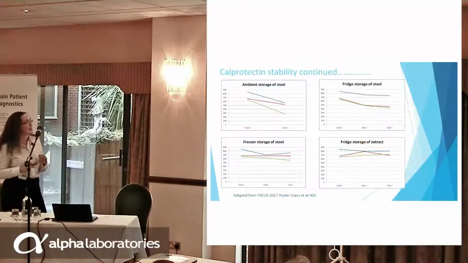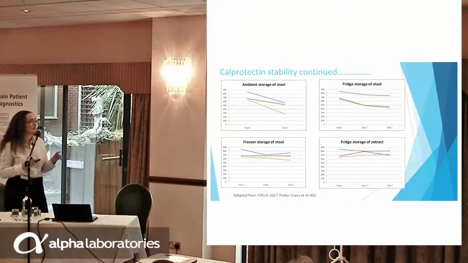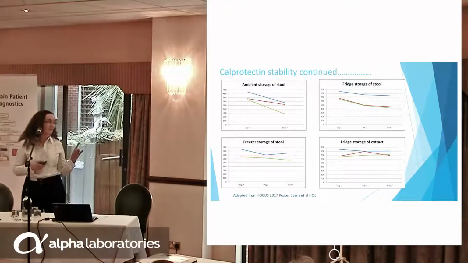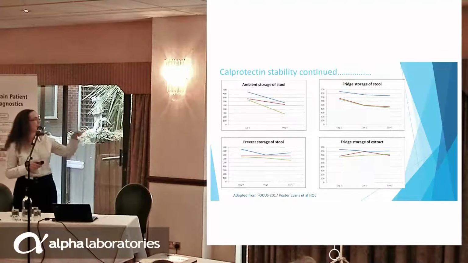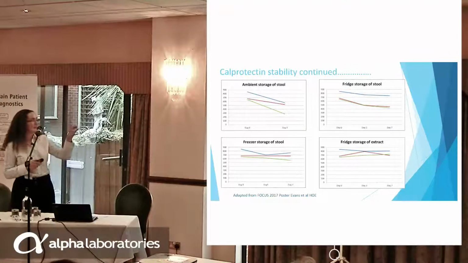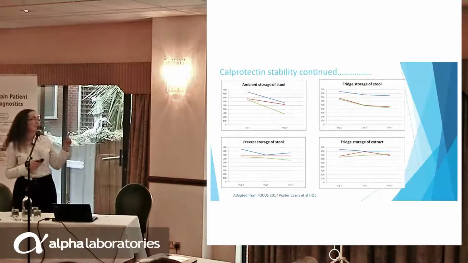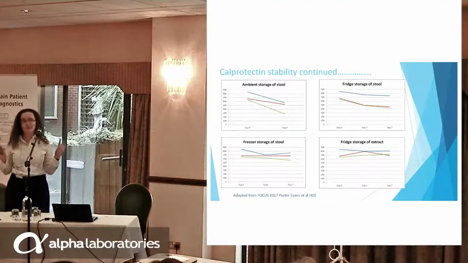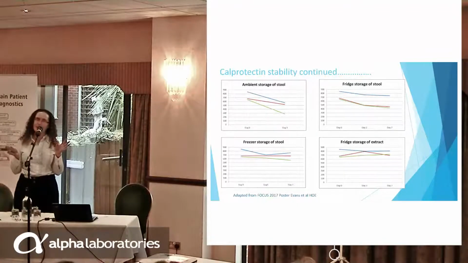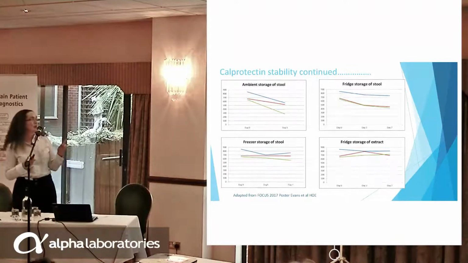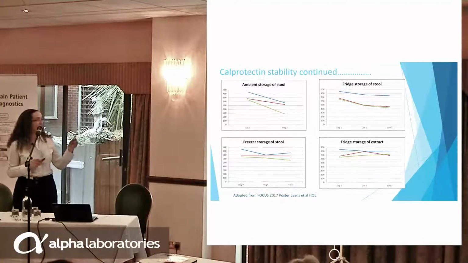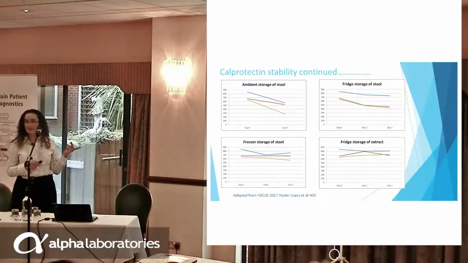Then we have these graphs, which are from a poster that was shown at Focus this year by Evans. I've adapted these graphs from the data that they presented in the poster, and they took only three samples. So sorry, it's a small data set, and that's what I'm saying about the literature. There's very little data out there that you can get your hands on. They took 3 samples and stored the stools at ambient and tested them on day 0 and day 3. And as you can see, there's quite a reasonable drop-off in the calprotectin level over that time period.